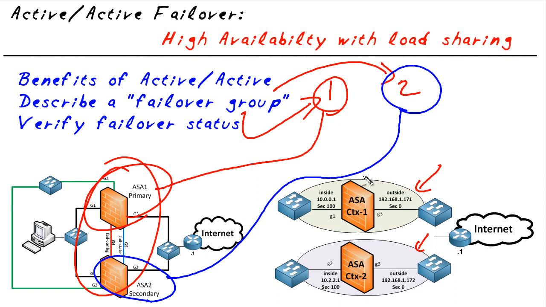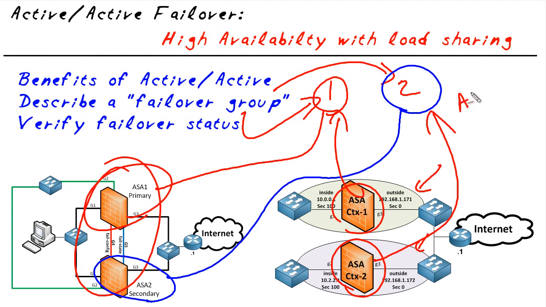Well, we then tell context 1 that it's a member of failover group 1. We tell context 2 that it's a member of failover group 2. And so somebody taught me once, if A equals B and B equals C, then what? A equals C. You got it.